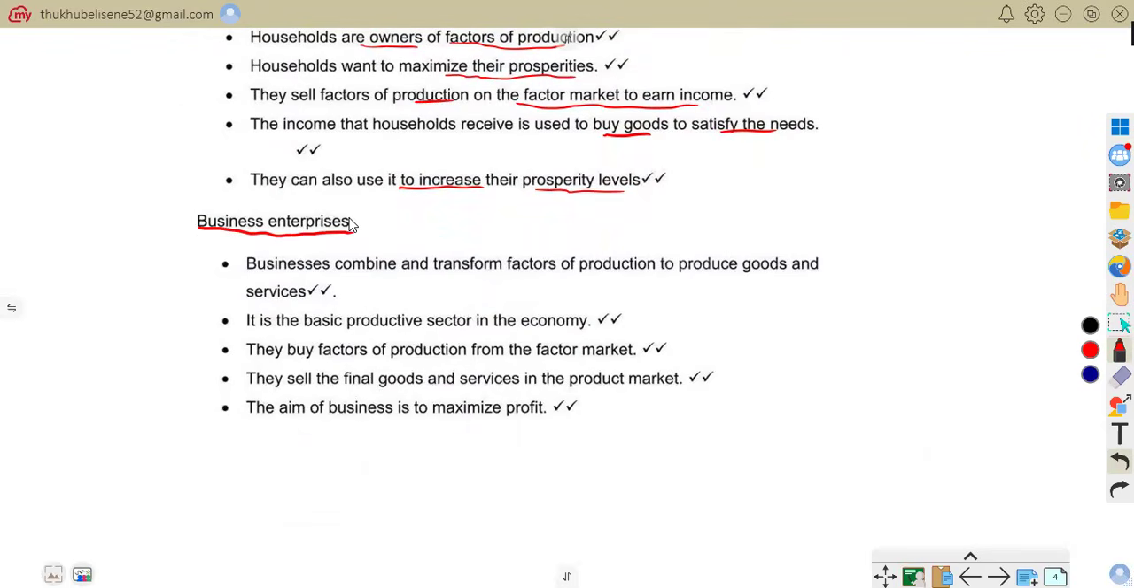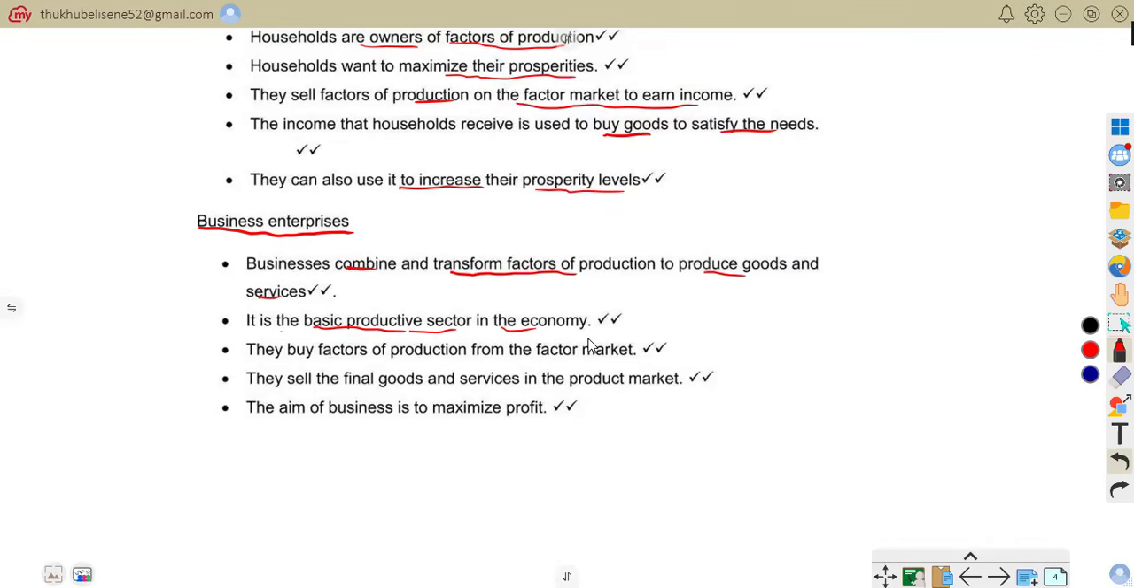Here we are on business enterprises. Very important. As it says, business combine and transform factors of production to produce goods and services. It means business use land, labor, and capital to make products. That is how simple it is. Also, it is the basic productive sector in the economy. So business are responsible for producing goods and services.